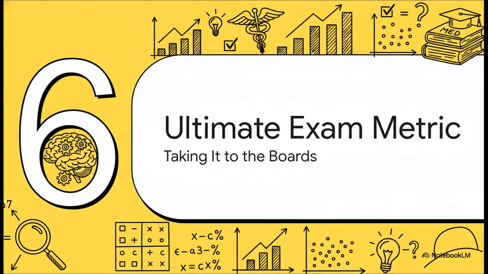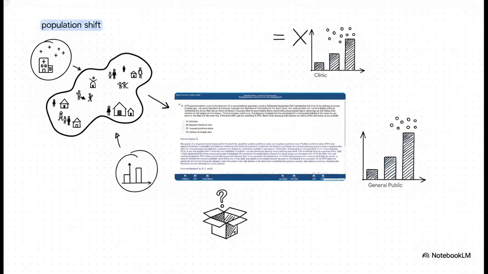Finally, Part 6, the ultimate exam metric, taking it to the boards. If you're prepping for medical boards, test writers will deliberately try to trick you with this concept. They'll move a test between populations and wait for you to assume the positive predictive value stays the same. But remember, PPV varies directly with disease prevalence.